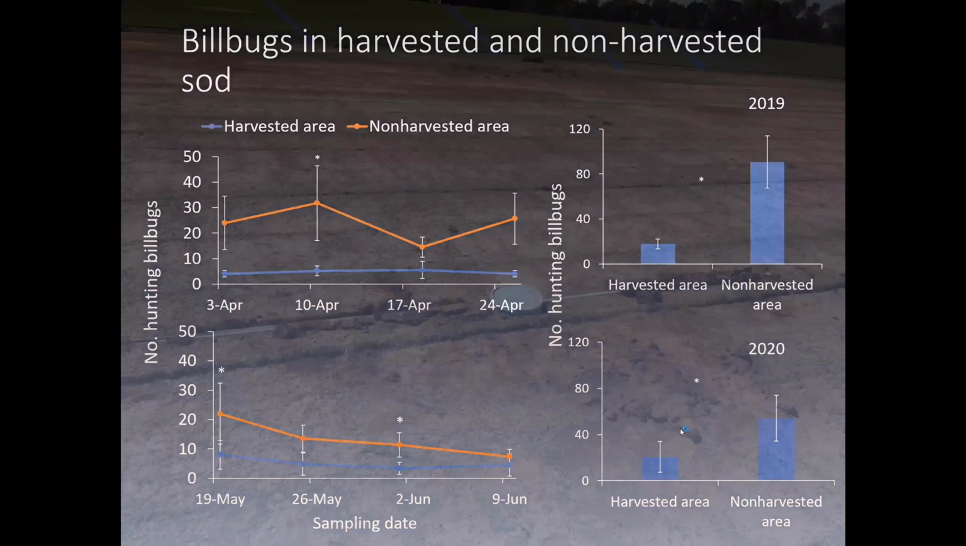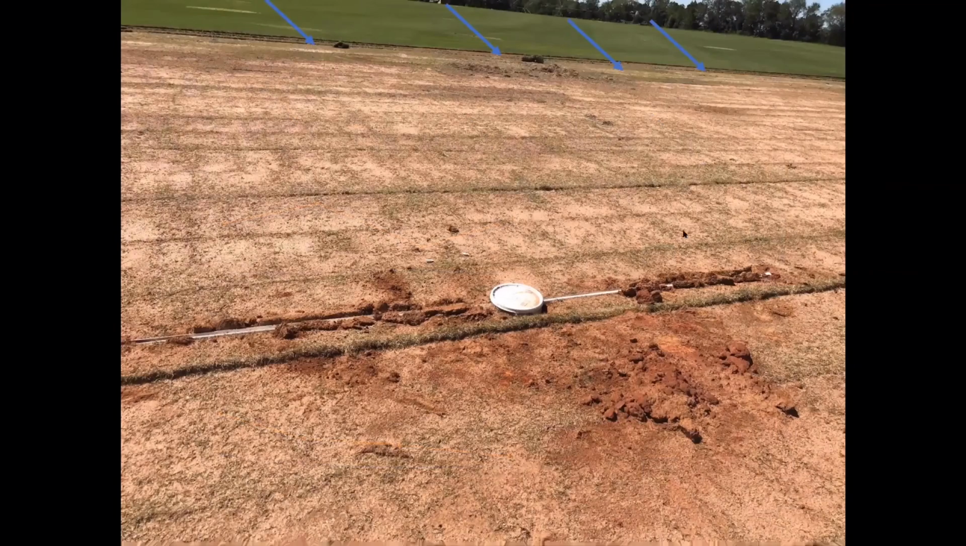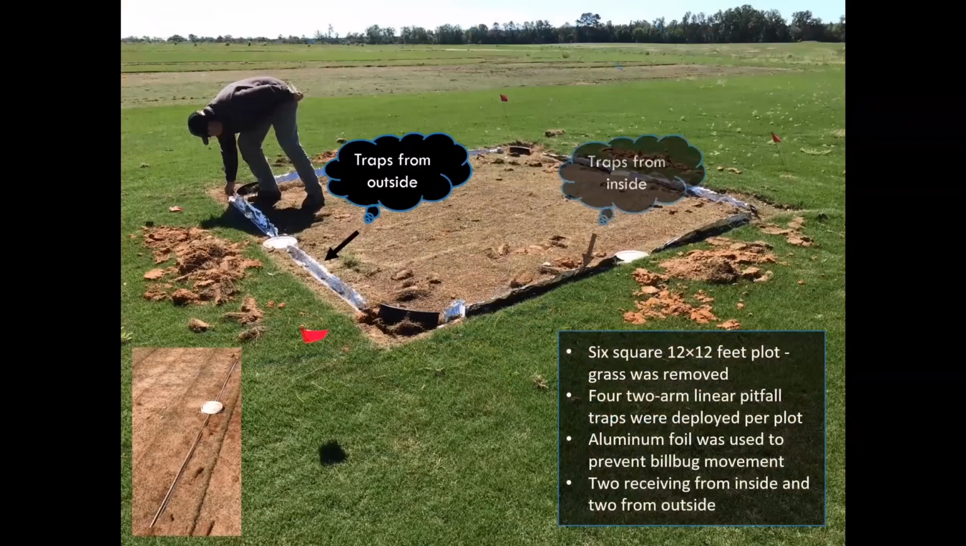But again, we're not sure whether they are walking from this area to this area, or emerging from this area and walking around here and trying to reinfest. So that part we're not sure. So for that, we did another study where we cut the grass in the center and we put all these traps all around. And we try to learn the traffic from the harvested area to the non-harvested area, and the traffic from the non-harvested area to the harvested area. What is their movement and what kind of numbers are we seeing? So that's what we did next.